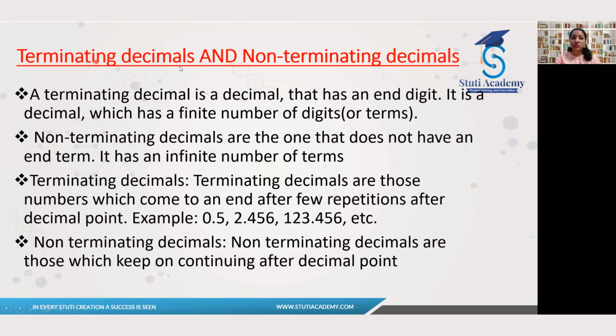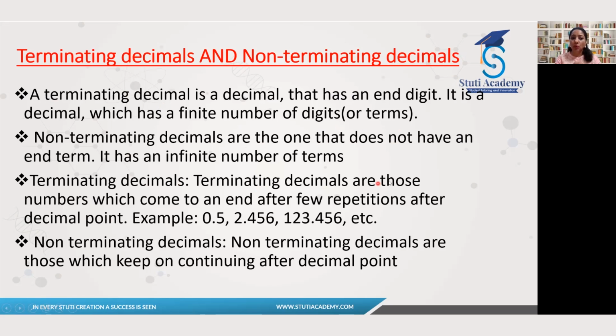Now let's talk about terminating decimals and non-terminating decimals. A terminating decimal is a decimal that has an end digit. It terminates. It ends somewhere. It is a decimal which has a finite number of digits or terms. And non-terminating decimals are the ones that do not have an end term. It has an infinite number of terms. So the decimal expansion goes on forever.